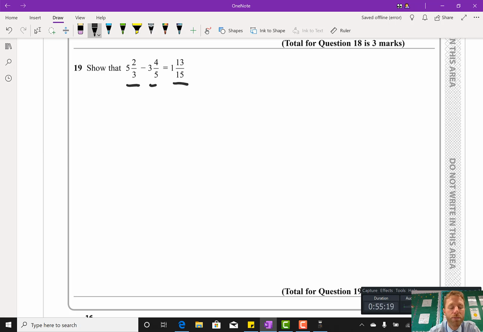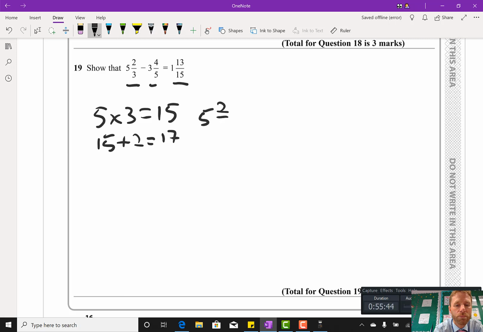Before I do that, I have to know how to change a mixed number into an improper fraction. First thing we do is take the whole number, multiply by the denominator. Then we add the numerator to that. So 5 and 2/3 is 17/3. Haven't changed the denominator yet, we've simply changed from mixed number into improper fraction. I'm going to do exactly the same thing for 3 and 4/5.